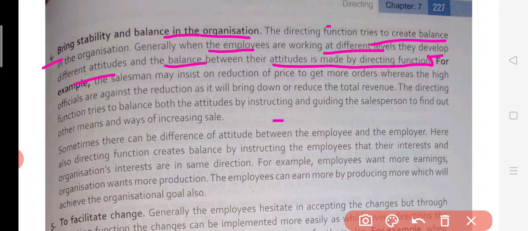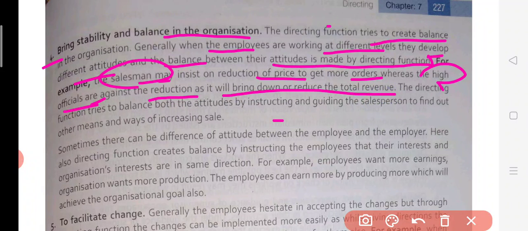Here the example is given: the salesman may insist on reduction of price to get more orders, whereas the high officials are against this. A salesman is a low category of job, working at the lower level only, and these high officials are the people who actually make the policies. They are against this reduction, as it will bring down the total revenue or profits. So one person is telling to reduce the price so that it will be easy for a salesman to sell the good. On the other side, the high official's attitude is that they don't want this, because the profit is going to fall.